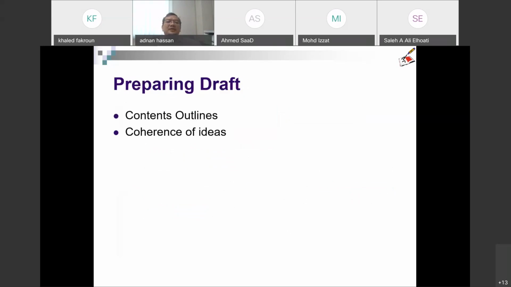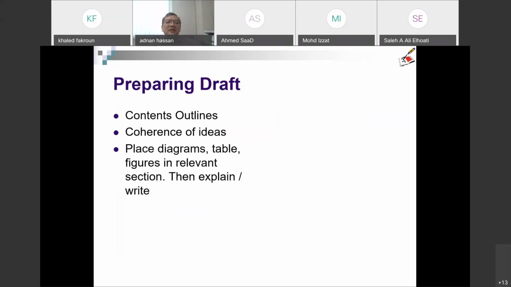Okay, the content outline has to be coherent. You need to plan what diagrams to include in your writing, and what tables to have. So it's very good if you can plan from the beginning. In chapter 2, what should be in your literature review? What type of tables are you going to include? What type of diagram do you want to include? Because this will guide you in your writing.